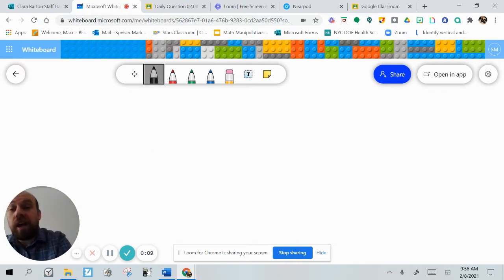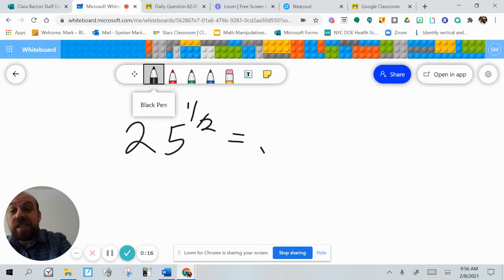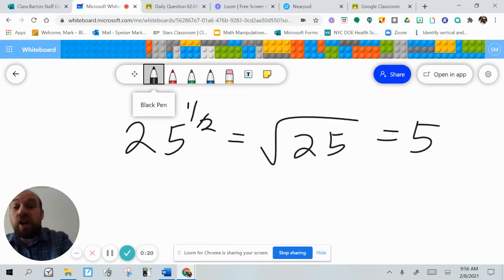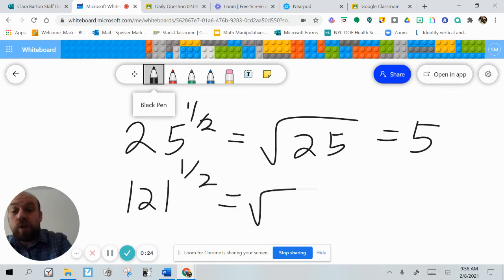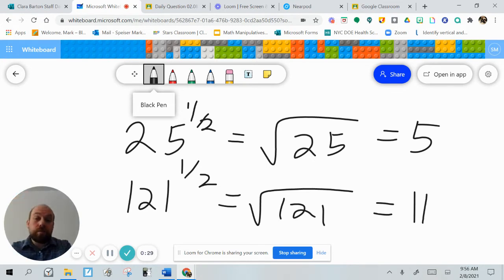So if you get 25 to the 1/2 power, it's the same thing as the square root of 25, which is 5. Same thing, get 121 to the 1/2 power. It's the same thing as the square root of 121, and that equals 11.